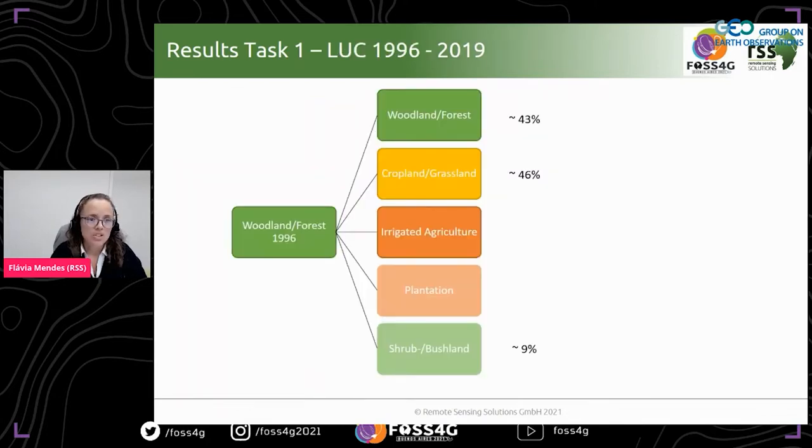So what I have done was a quick analysis of this land use change that happened. You can see here a comparison between the year 1996 and 2019, so the whole time series that we were analyzing. And here you can see that 43% of the woodland forest areas in 1996 still remained forest in 2019. But 46% of the forest area in 1996 turned into cropland and 9% into bushland. So if we analyze before the project was implemented and after, maybe we could see some difference, right, maybe the land use change could have had an impact with the project in this area.